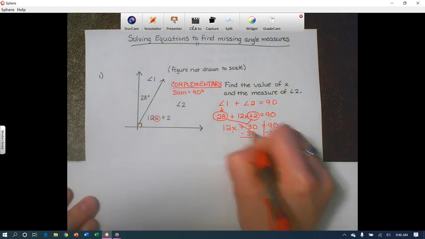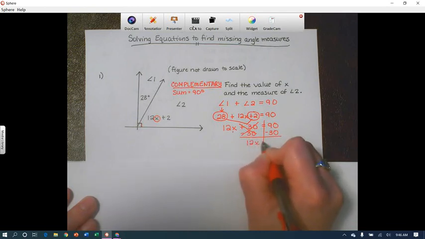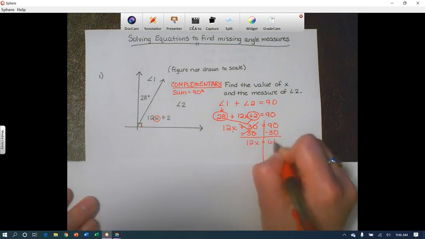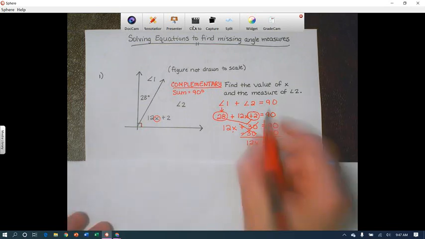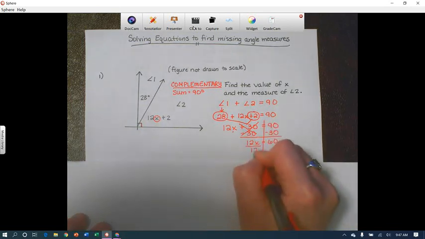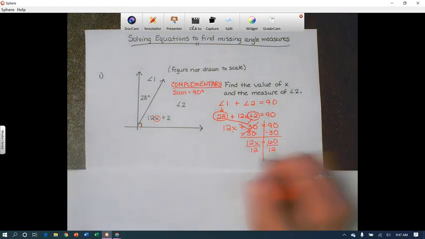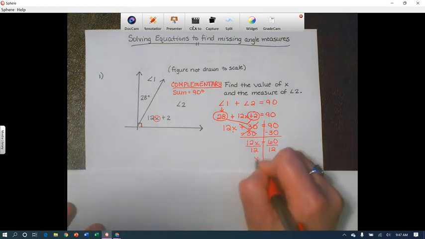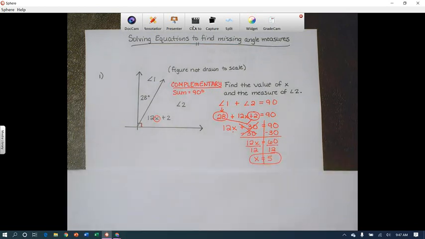And now I'm left with 12x is equal to 60. I'm multiplying x by 12, so the inverse of multiplying by 12 would be to divide by 12. And 60 divided by 12 is 5. So I know that x is equal to 5.